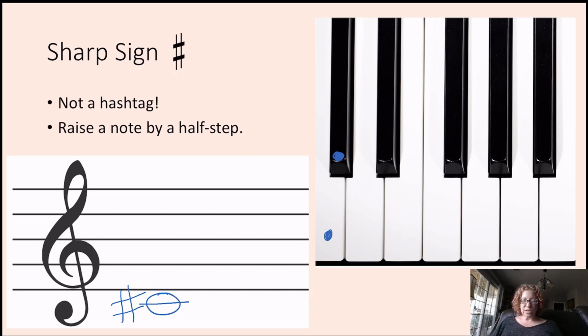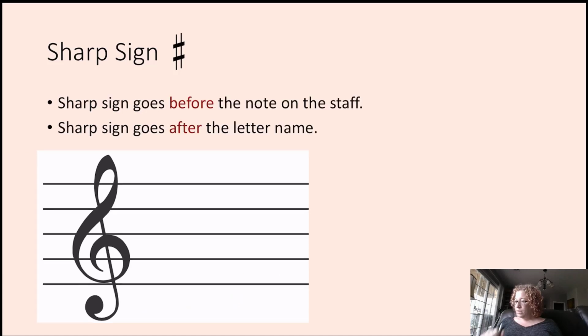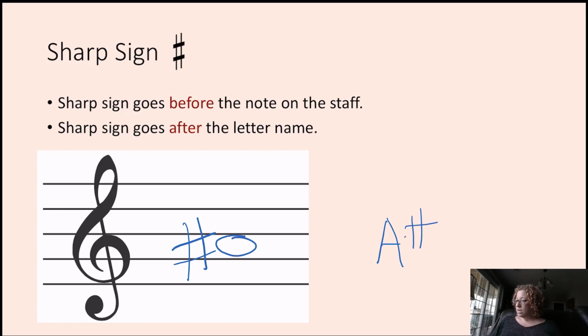Let's just say I wanted to identify F. The note immediately above it, right? One half step, F becomes F sharp. One thing to remember is that the sharp sign goes before the note on the staff and after the letter name if you're writing about it. So let's try A sharp. I'm going to put that sharp before the note on the staff, but when I'm writing about it or answering a question of that kind, I will say A sharp. Okay, it's really, really important to remember.